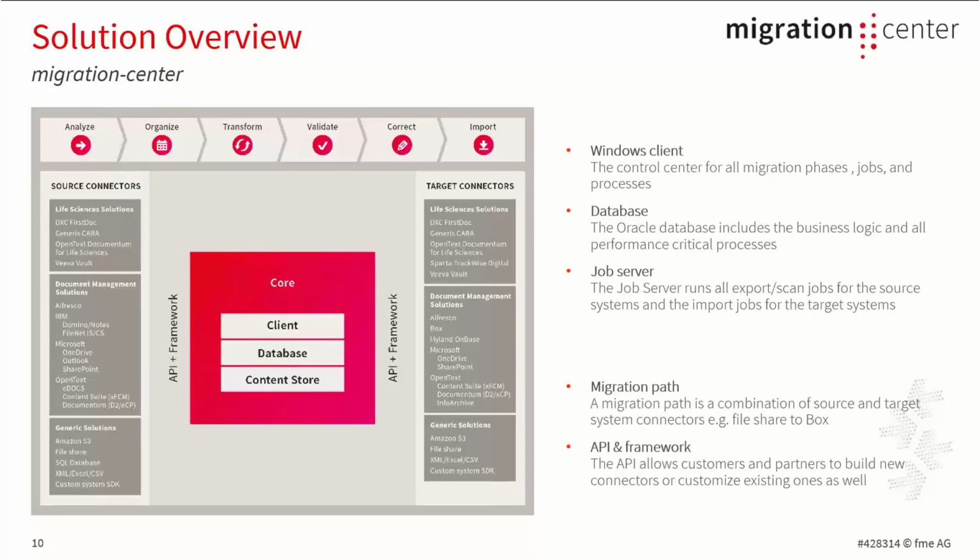And of course, in order to connect to other systems, we need what we call job servers. You have on the left-hand side the job servers connecting to the source connectors, and on the right-hand side you have job servers connecting to the target system. So the job server runs all export and scan jobs for the source system and import jobs for the target system. What we call a migration path is a combination of source and target system connectors.